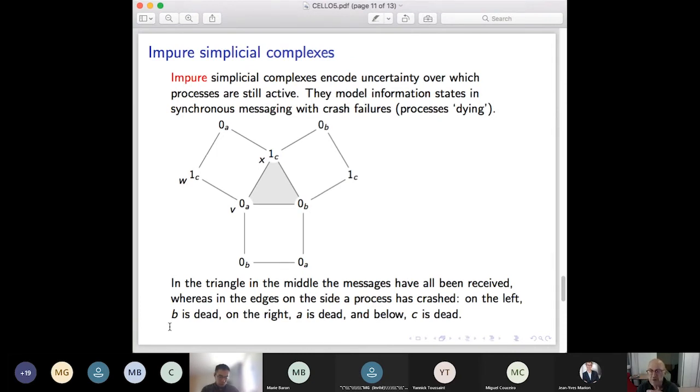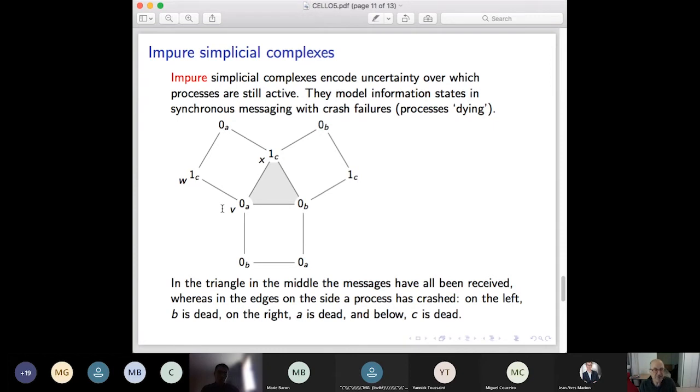If you want to model not merely asynchronous computation, but also the interaction between synchronous and asynchronous computation, where it may be that processes crash or die, then you have simplicial complexes in combinatorial topology where the maximum dimension of facets is not unique. And this is an example. Here we have a simplicial complex with one triangle, dimension 2, and with lots of edges, dimension 1.